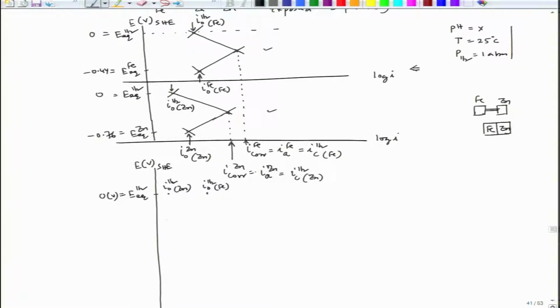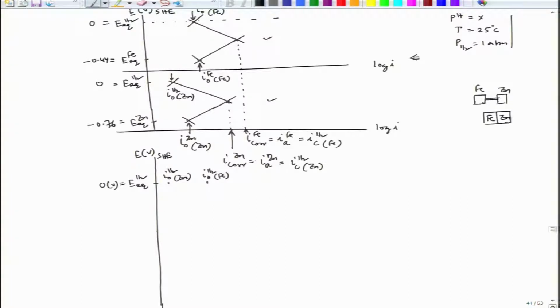Now, E equilibrium iron is minus 0.44 volt. So, the relative position will be here. Okay. Now, they will have their own plots. Now, this is the point and this is I0 iron over iron.